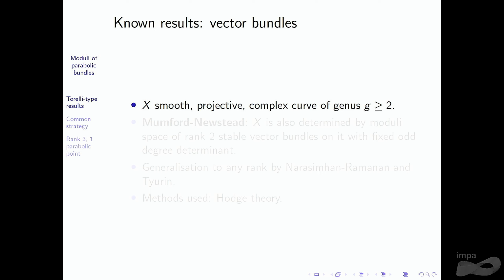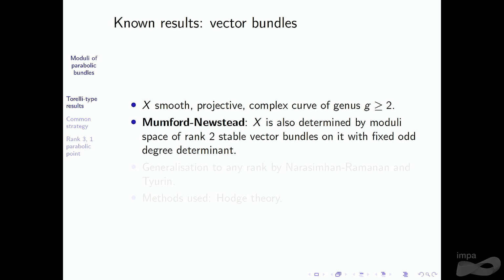So suppose I take X to be a smooth projective curve of genus g greater than or equal to 2. Then Mumford and Newstead showed that it's not just that you can get back the curve from rank 1 degree 0 line bundles, but you can also get it from rank 2 vector bundles with odd degree determinant, so that it is smooth. You can also do that. And then a generalization of this was given by Narasimhan and Ramanan and Tyurin. So you can get back the curve from the moduli space of rank n, odd degree or coprime degree determinant. So always, for vector bundles, you're able to do this.